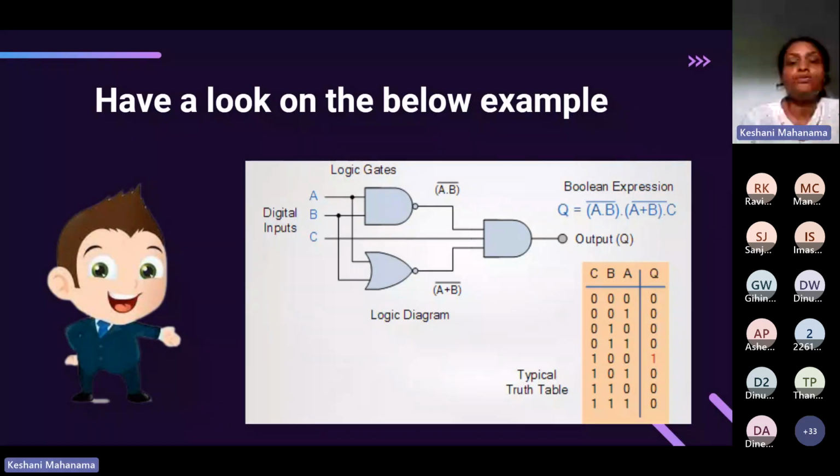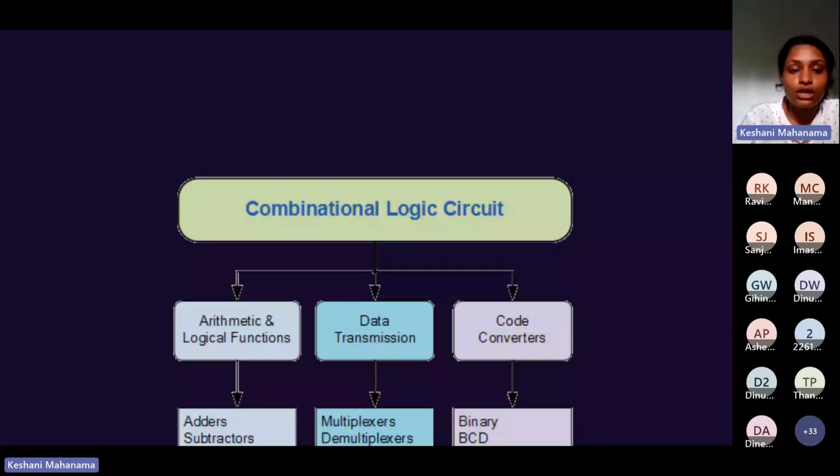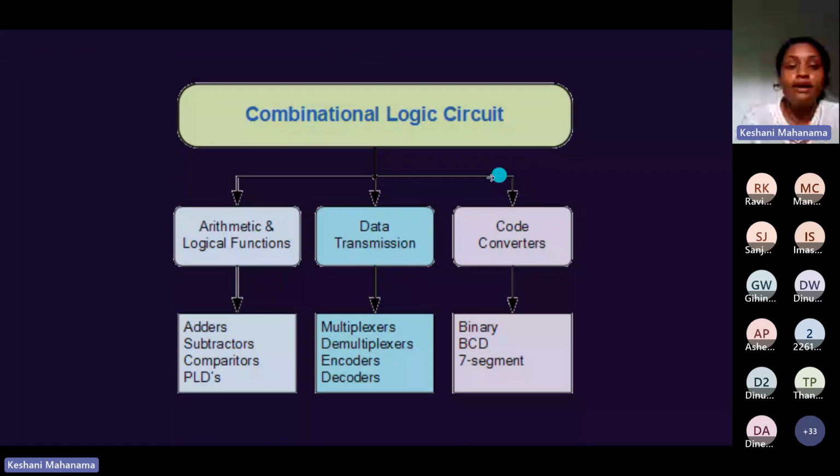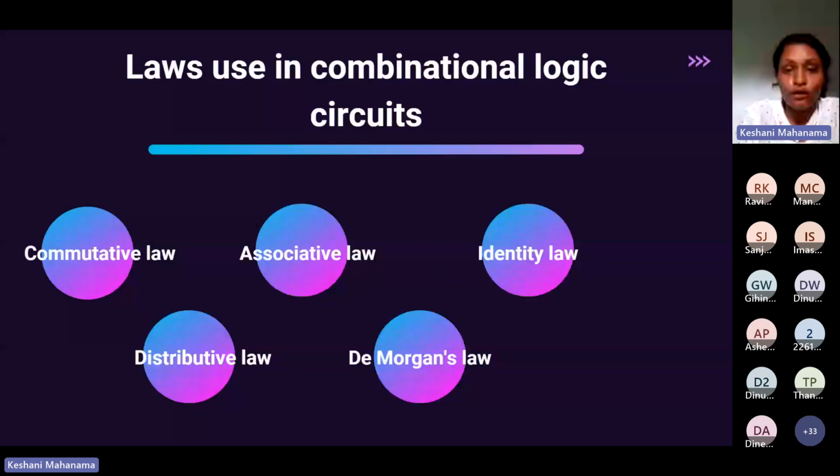The uses of combinational logic circuits are functions like arithmetic and logic functions, data transmission, and code converters. Okay. Now I'm going to talk about a very important part of combinational logic circuits, the laws. I'm going to talk about five main laws: commutative law, associative law, identity law, distributive law, and De Morgan's law.